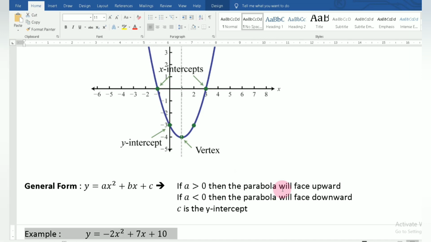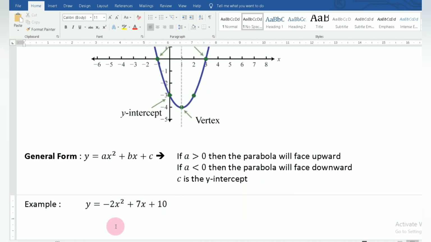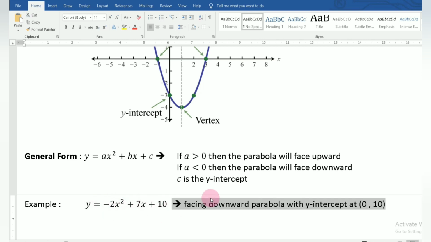Therefore, if I give you an example, this is the equation of a quadratic function, and I see that the value of a, the coefficient of x squared, is -2, so it is facing downward. And I know that the y-intercept is 10, so the coordinate is (0, 10). So I can get these two big pieces of information just by referring to the general form.